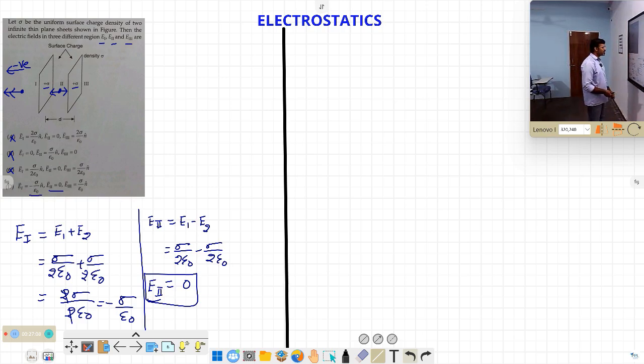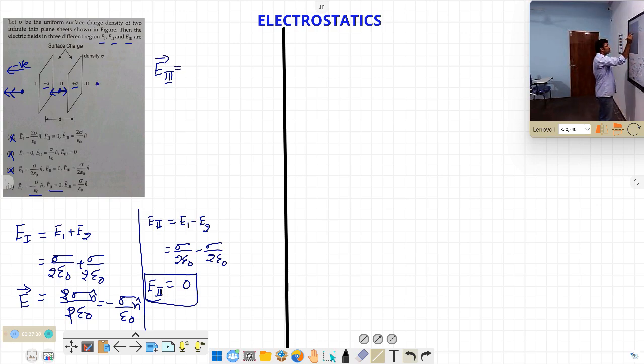That n cap indicates a vector, so we have to write it in the form of magnitude. If you want to write it in vector form, E arrow is equal to nothing but I can write n cap, the unit vector of that direction. So in this case, the second option has no vector. Now the third region. What is the third region? This is the third region.